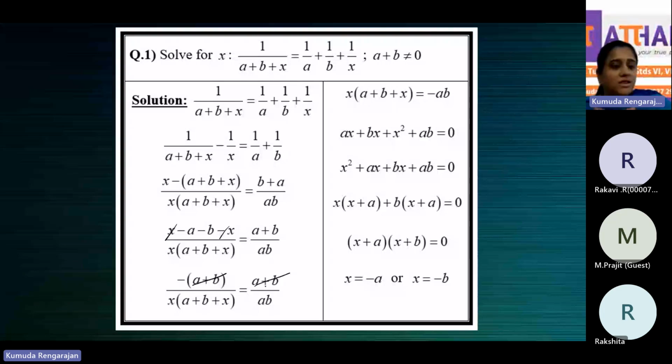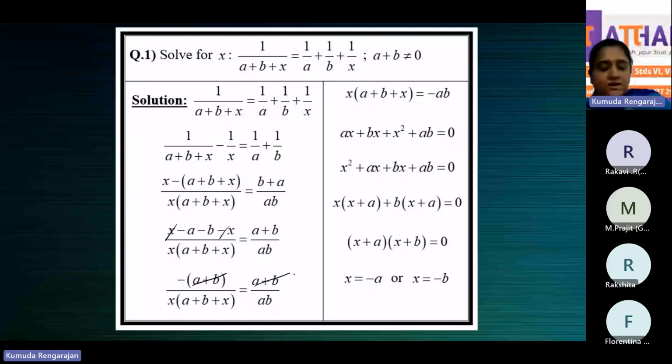Now cross multiply. So you will get this one equal to this. When you cross multiply, this is cancelled out, so you have 1 here. This one is equal to this one. So you'll get x into a plus b plus x is equal to minus ab. Now open the bracket. Bring all the terms to one side.